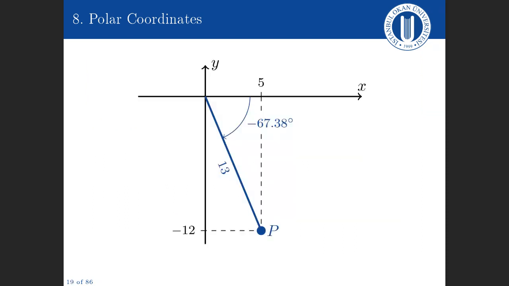This is the point P with x coordinate 5, y coordinate minus 12. Does the distance look like 13? Yes, that looks about right. And does the angle look like roughly minus 67? Yes. So it looks like our answer is correct.